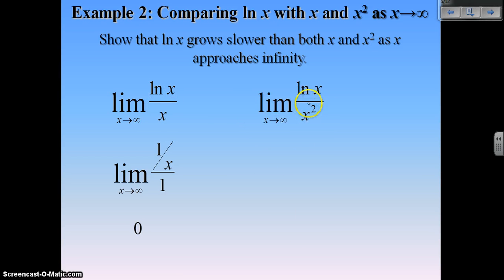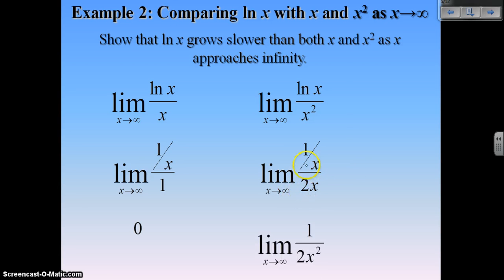Now we'll compare to x squared, and again I have infinity over infinity. So we'll apply L'Hopital's rule. 1 over x and then 2x on the bottom. You can simplify that to be 1 over 2x squared. Now if you plug in infinity, you have 1 over infinity, and that is 0. So you see natural log x is slower than both x and x squared.